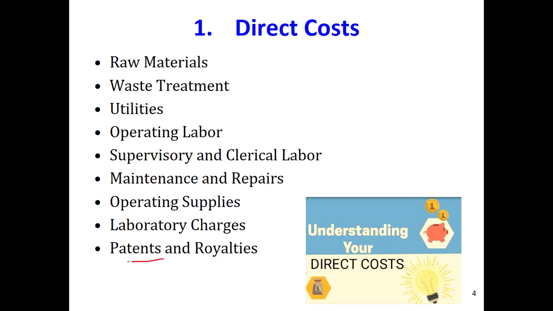If you are producing a product, either for the first time or a product already being produced by another company, say the iPhone is already there and you want to produce something similar to the iPhone, you have to pay for the intellectual property or the patent, because any product like the iPhone is already registered as a patent, as an innovation. If you want to produce similar things, you have to pay the right to produce that product.